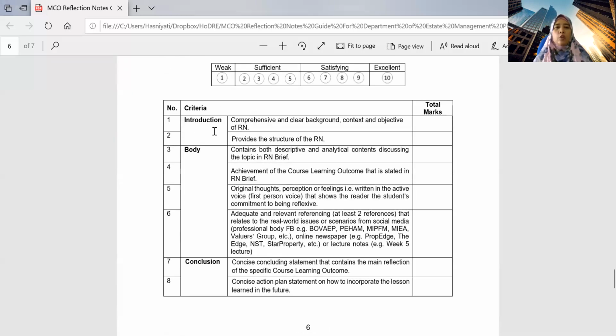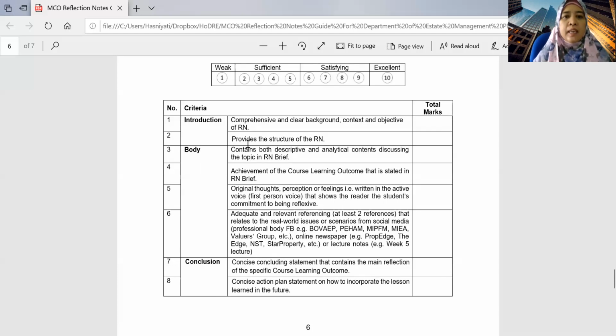For the introduction, it must have a comprehensive and clear background, context, and objective. Must contain these items, okay? And the objective of this RN is quite simple: to inform the reader about the observations I made during the semester with regard to this topic.